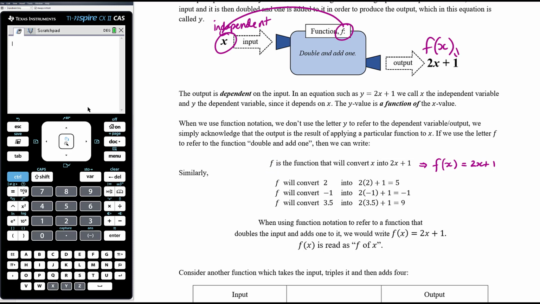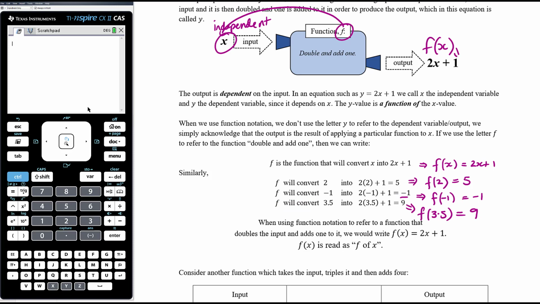f will convert 2 into 2 times 2 plus 1, double and add 1, to give 5. So the statement we get from this is that f of 2, applying the function f to the input value 2, gives 5. f will convert negative 1 into 2 times negative 1 plus 1, which is also negative 1. So f of negative 1, we apply our rule f to the input value negative 1, and we get negative 1. In this one, we take our function f and apply it to the number 3.5: we double 3.5 and add 1 to it, and we get 9.